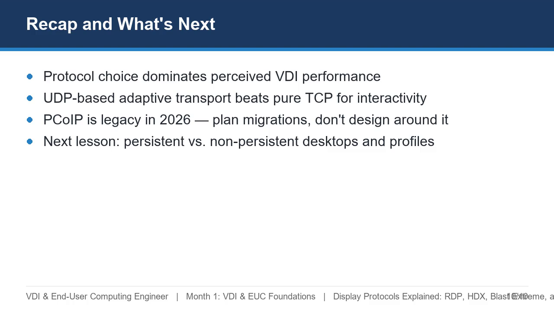The display protocol is the single biggest factor in whether a virtual desktop feels instant or feels frustrating. UDP-based adaptive transport, whether it's RDP Shortpath, Citrix EDT, or Blast Extreme over UDP, consistently beats pure TCP for interactivity, and PCoIP should now be treated strictly as a legacy protocol on its way out. In the next lesson, we shift from how pixels move to how user identity and personalization survive on pooled, disposable desktops, persistent versus non-persistent hosts, and the profile tooling that makes non-persistent desktops feel personal.